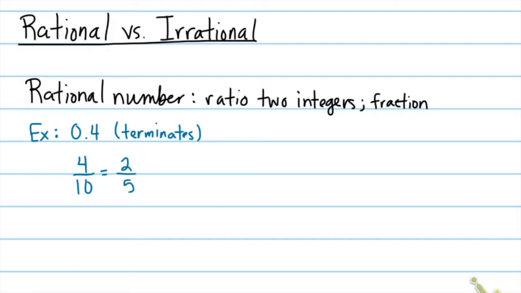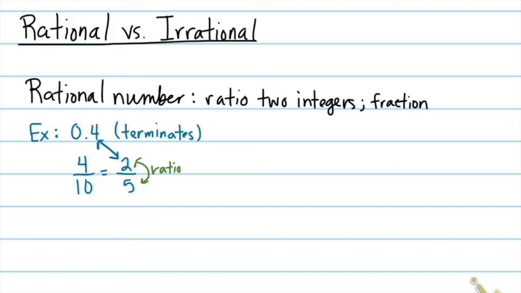So as you see, 2/5 is the same exact thing as 4/10. So 4/10 was able to be written as a ratio. Here's that ratio of two digits that we're talking about. That's the ratio of two integers. 2 being an integer, 5 being an integer.